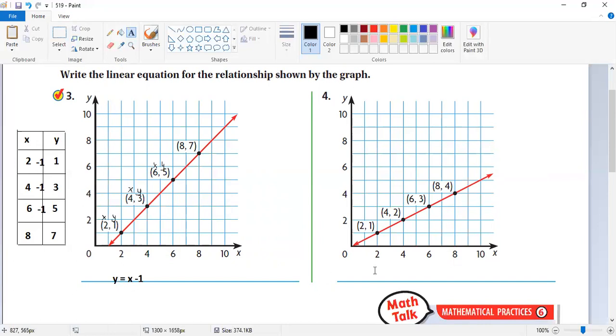Now I will give you 2 minutes. You find out what's the equation for question number 4. Just 2 minutes. So your 2 minutes starts now.